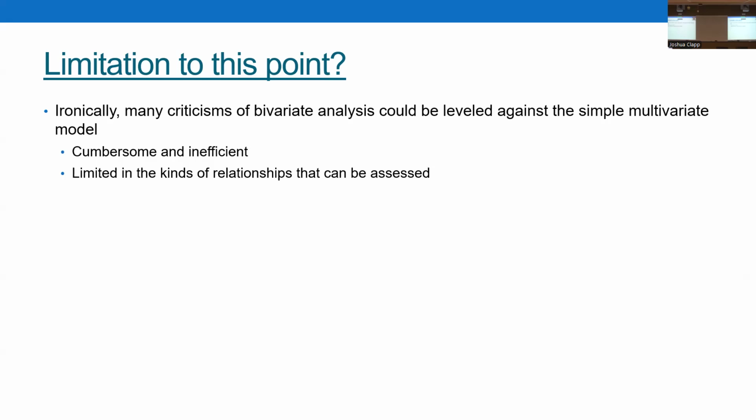All right. So to this point, with our simple multivariate GLM, this is good. We've expanded the number of predictors that we can include in our model, but we could level a lot of the same criticisms of our bivariate analysis against our simple multivariate model. You can say, well, they're cumbersome and inefficient, right? Limited in the types of relationships that can be assessed. What if I want to have multiple related outcome variables?